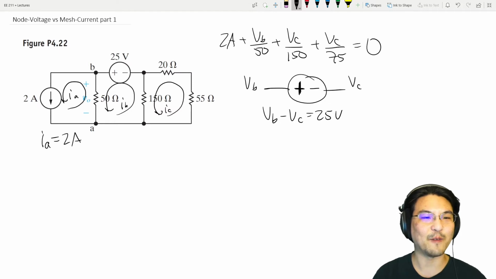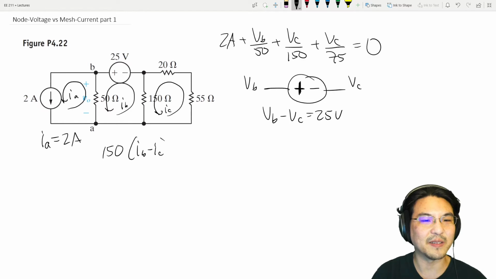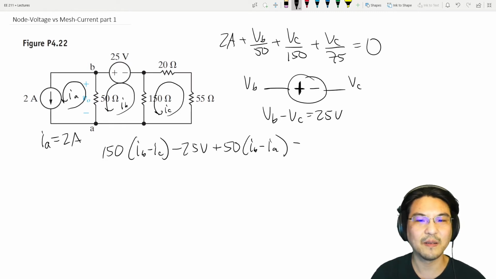So we write KVL for mesh B. Let me start right here and I'll go counterclockwise. It's going this way. 150 times IB minus IC. Now we're over here. Minus 25. Now we're over here. 50 times IB minus IA.